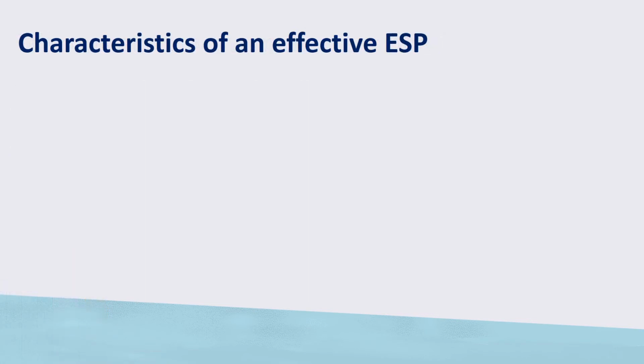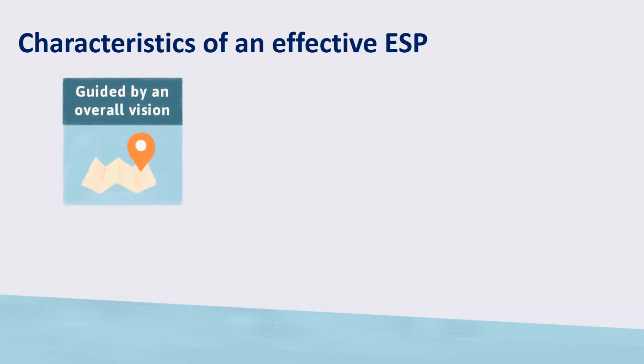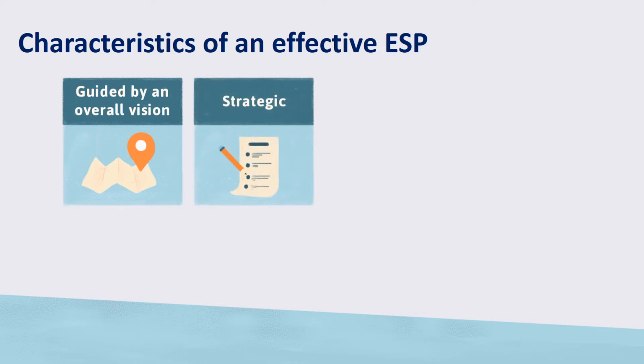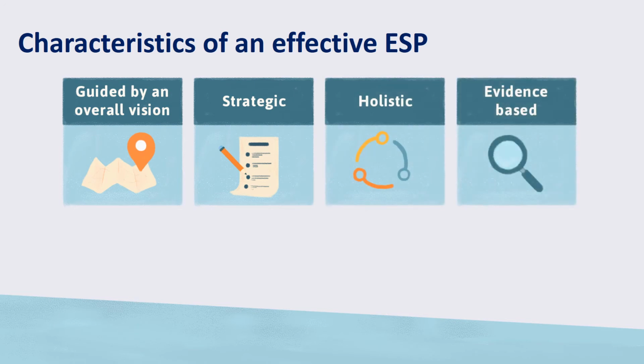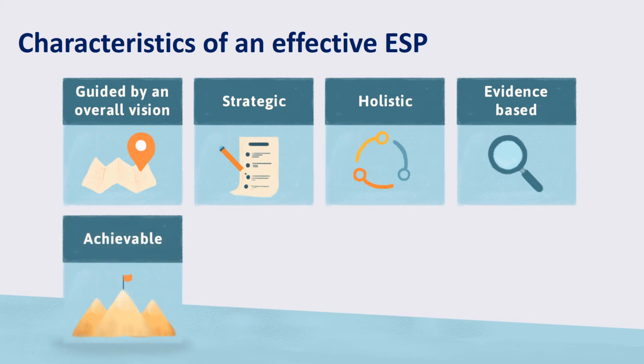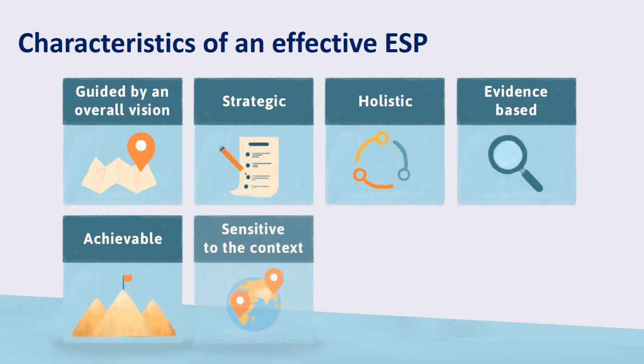A strong and credible ESP will follow several key characteristics. It will be guided by an overall vision. It will be strategic, identifying specific strategies. Holistic, covering all subsectors. Evidence-based, founded on a robust sector analysis. Achievable, with an analysis on how to overcome any constraints.